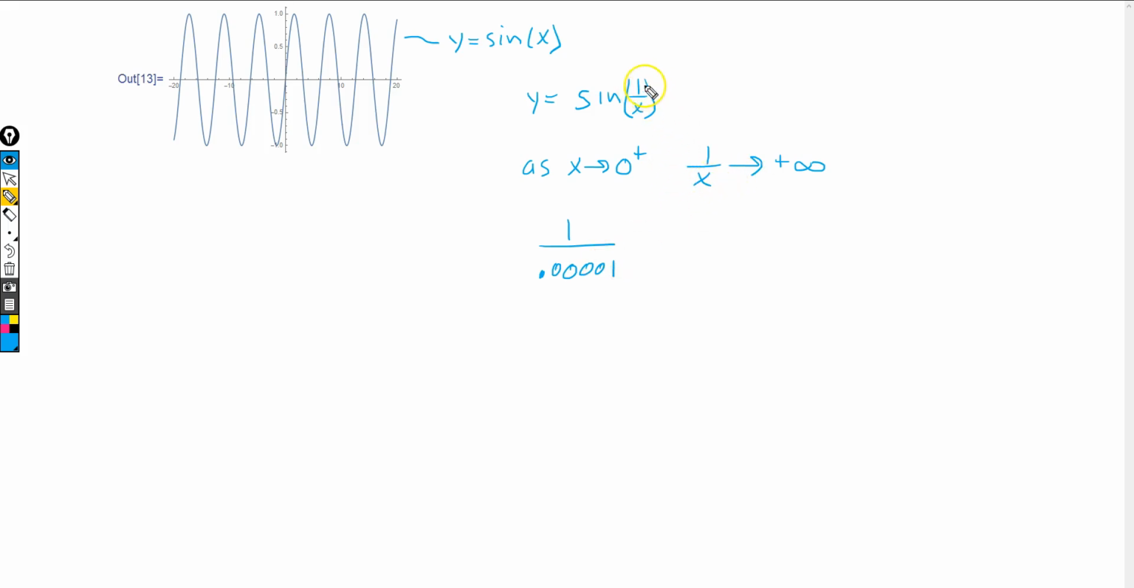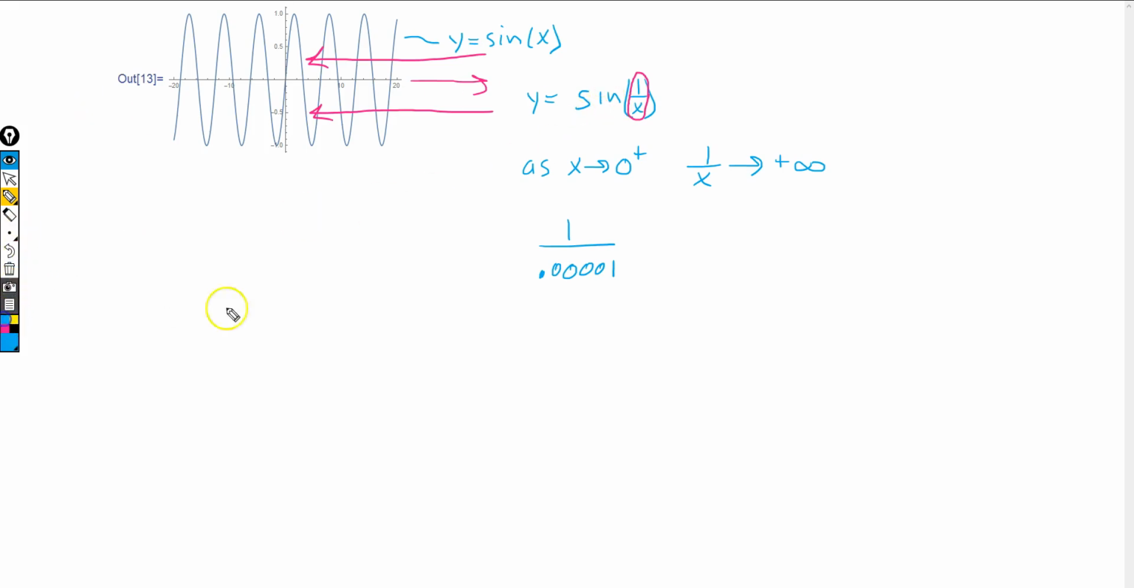So you see what's happening is, in this piece right here, as we let x approach 0, this piece is approaching positive infinity. So it's as if you're taking all of the oscillations out here and smashing them down around the origin. That's exactly what's happening. And the same thing on the other side.